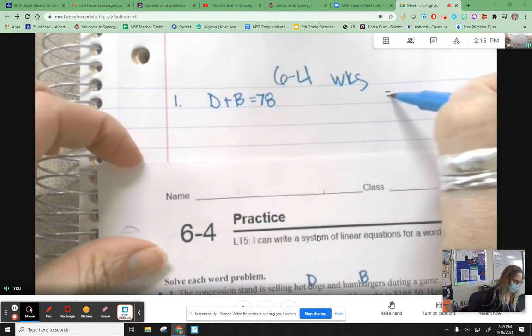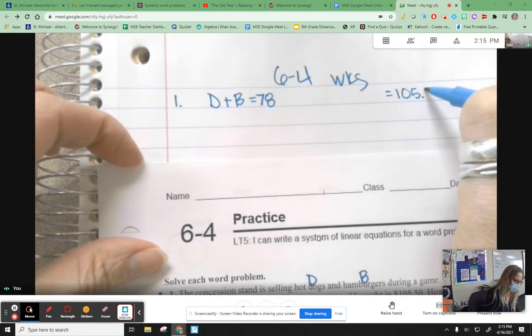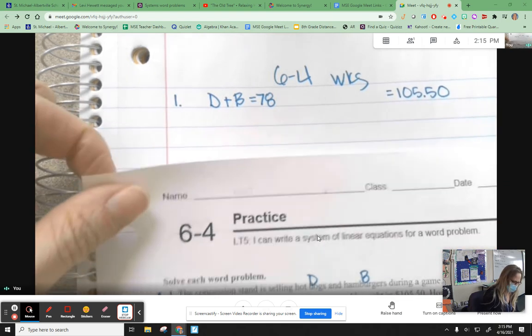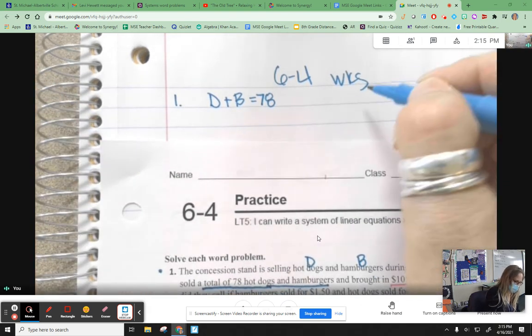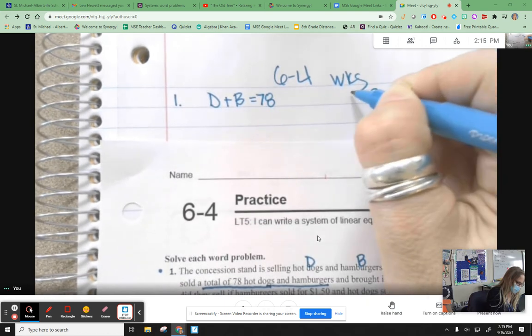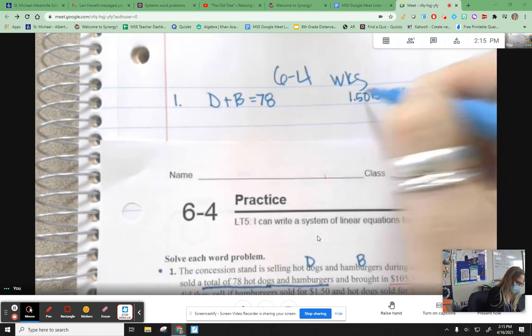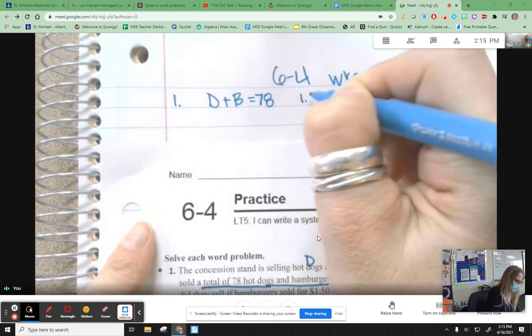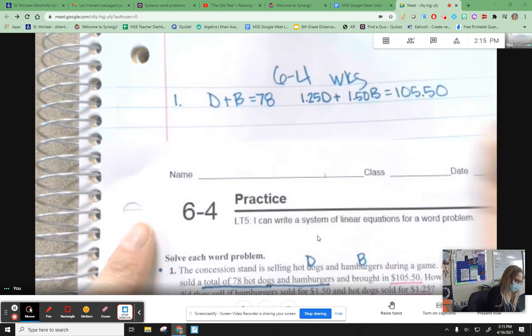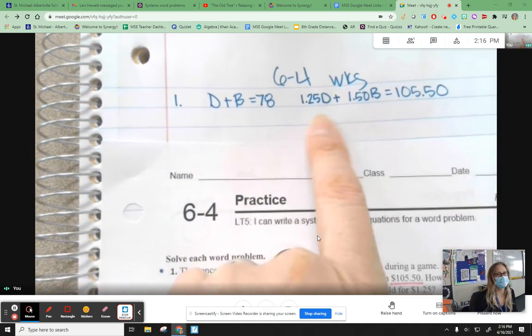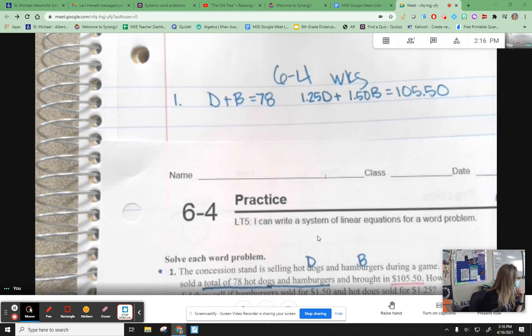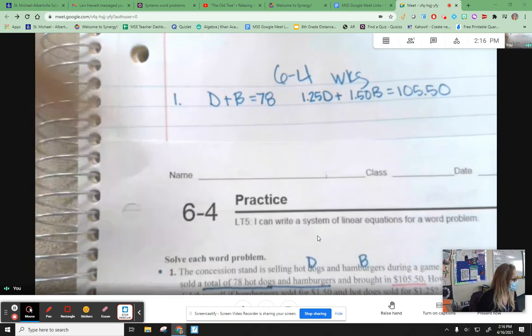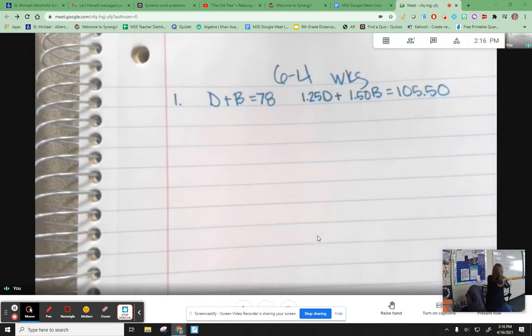So you'd say I have a 105.50, but it tells you that the burgers are $1.50. So I'd say the burgers are $1.50. And it says that the hot dogs are $1.25. And then it's $1.25 for the hot dogs, like that. Watch the order when you put things in, especially when you're working with standard form, because you may want to be doing your standard form as elimination. So remember, you have your different options for solving.